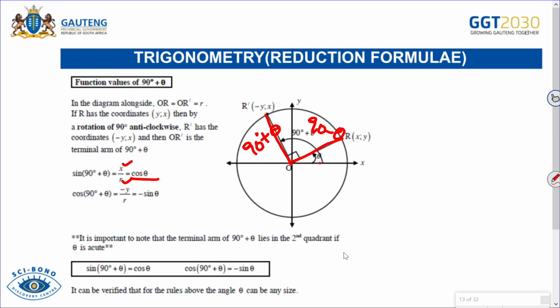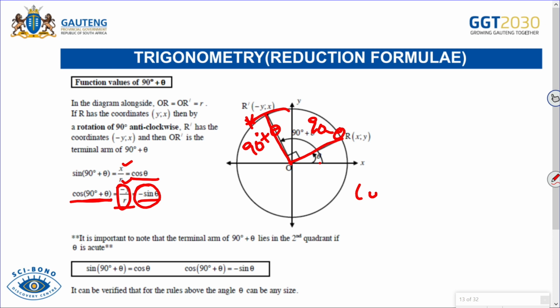Okay, and then cos of 90 degrees plus theta is given as negative y over r, and remember y is an opposite side, so it's going to be negative sine theta. Okay, so it is important to note that the terminal arm of 90 degrees plus theta lies in the second quadrant if theta is an acute angle. Someone else will be asking why cos of 90 plus theta makes sine negative even though it's in the second quadrant. In the second quadrant, I agree it's going to be negative y over r, right? So negative y over r, since it's negative, gives you negative sine theta.